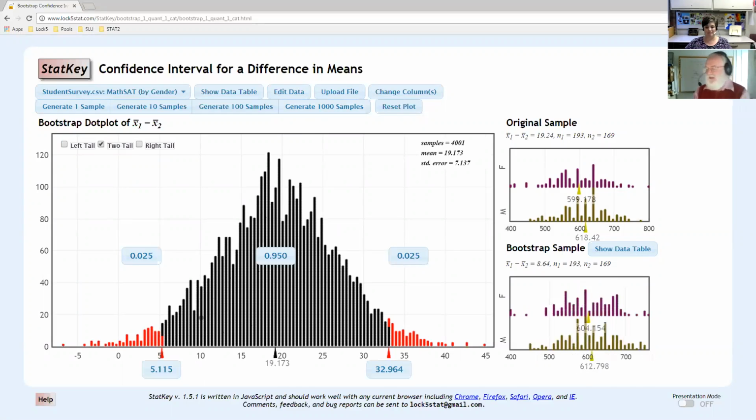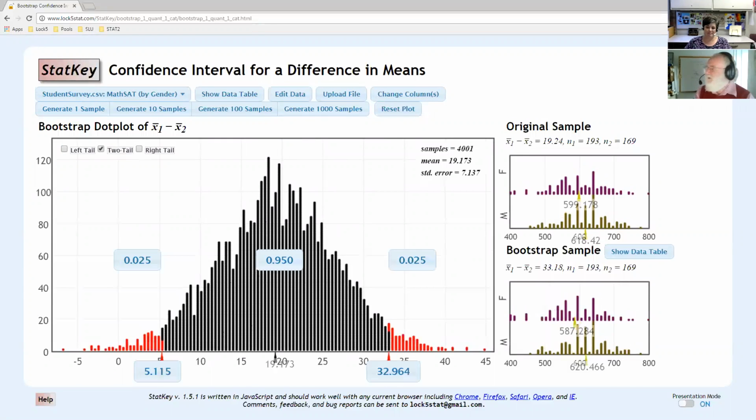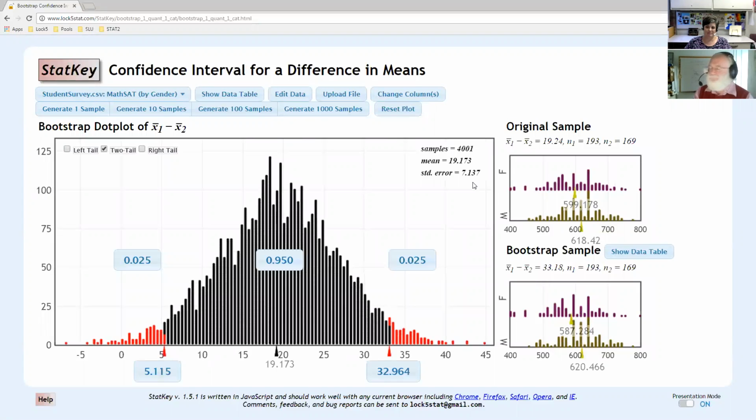So it looks like my confidence interval is that I'm 95% sure that the average math SAT score for males is somewhere between about 5.1 and almost 33 points higher than the average math SAT score for females. And I could also use the plus or minus 2 standard errors. Put the presentation mode on so you can see that, the plus or minus 2 standard errors for that one. So there's a difference in means.